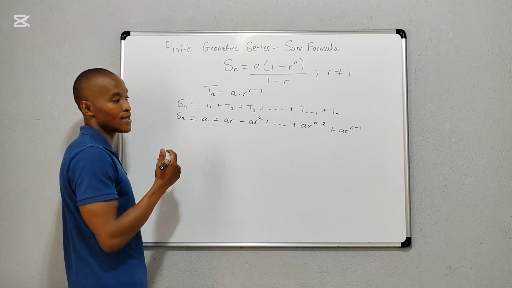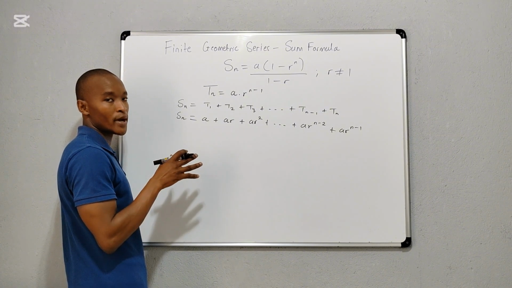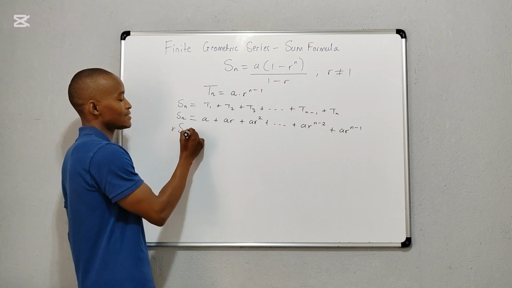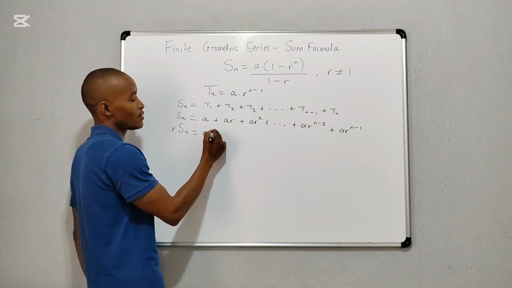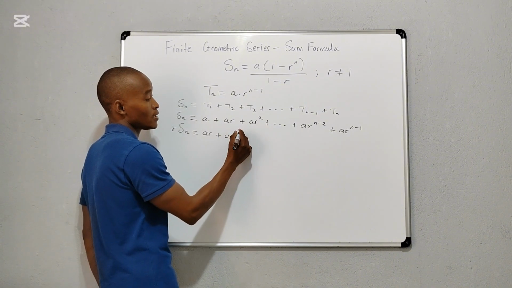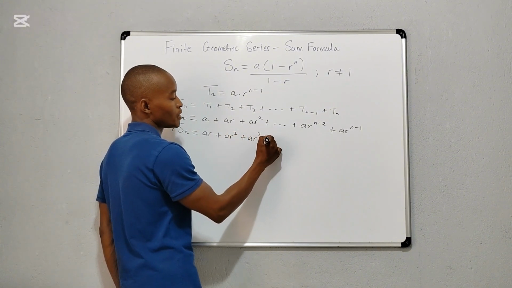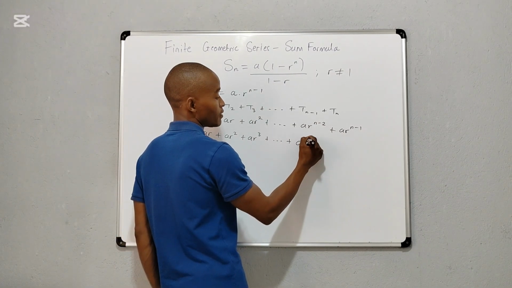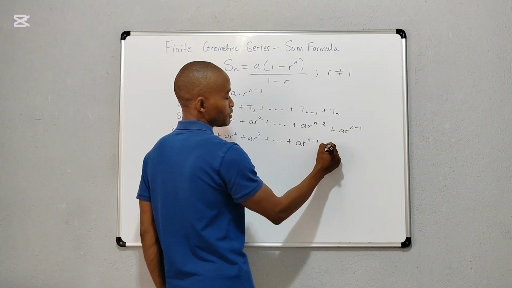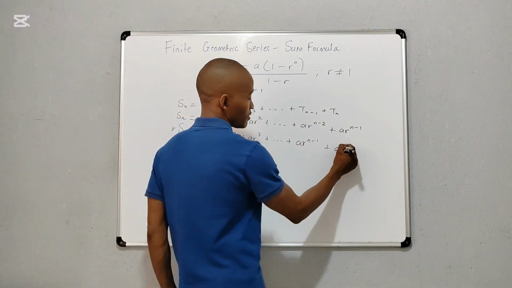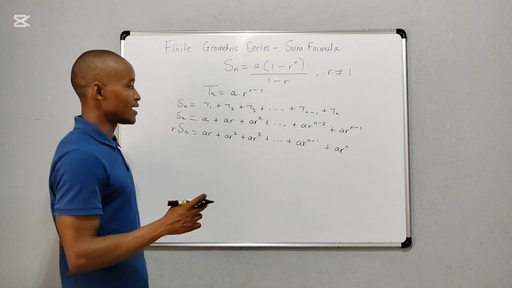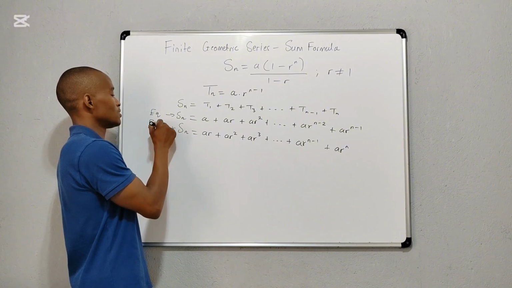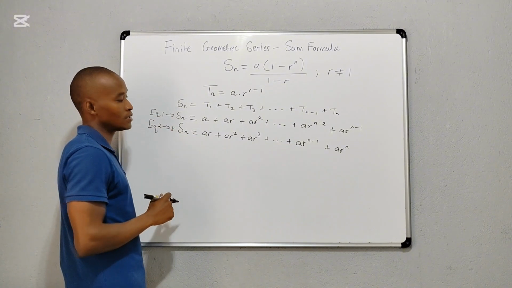So what we're going to do now in the next step is to multiply the equation by r, as a manipulation technique. So we have rSn is equal to ar plus ar squared plus ar cubed plus ar^(n-1) plus ar^n. Now we are going to call this equation 1 and we'll call this equation 2, right?